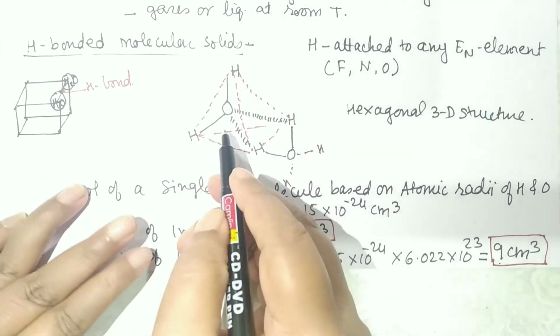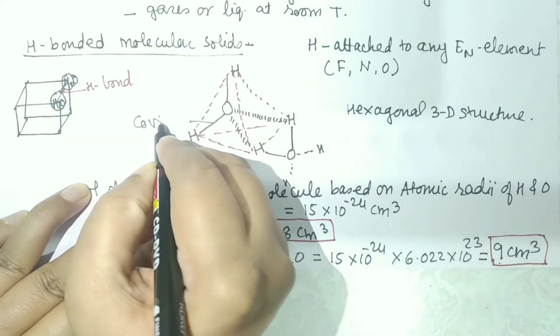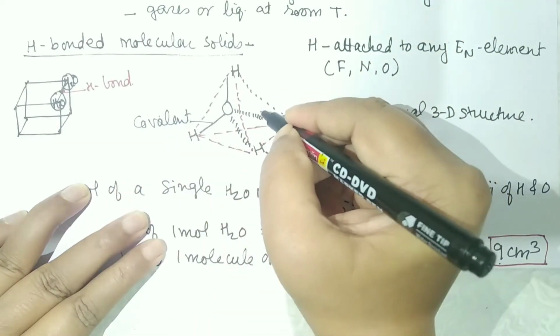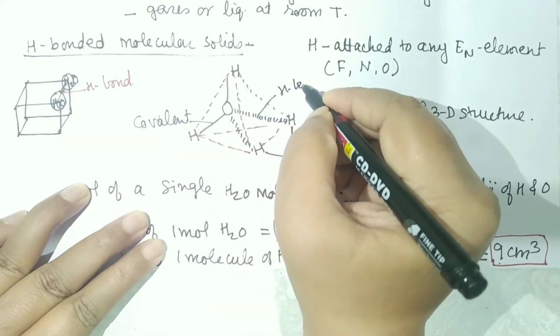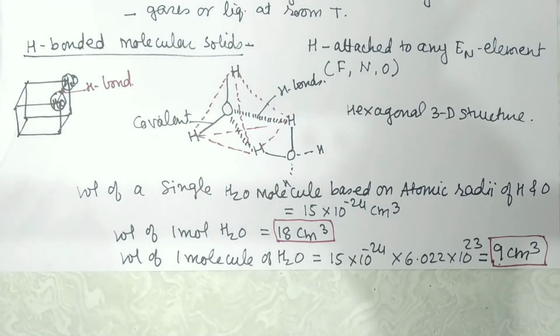Students, here what I have shown, this is a covalent bond, and this is hydrogen bonds. So this is all about the three types of molecular solids. Now let us move on to the next one, that is ionic solids. Before going for the ionic solids, let us see the properties of hydrogen bonded molecular solids.